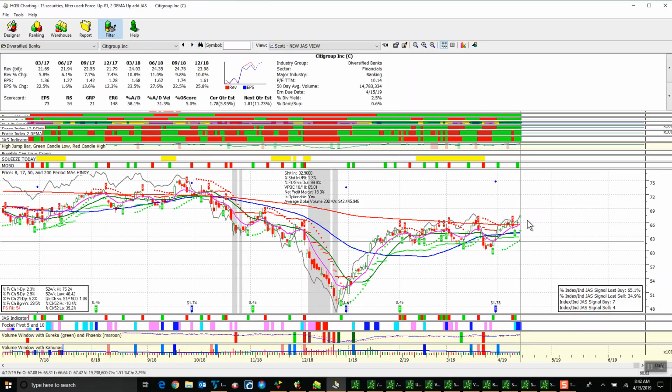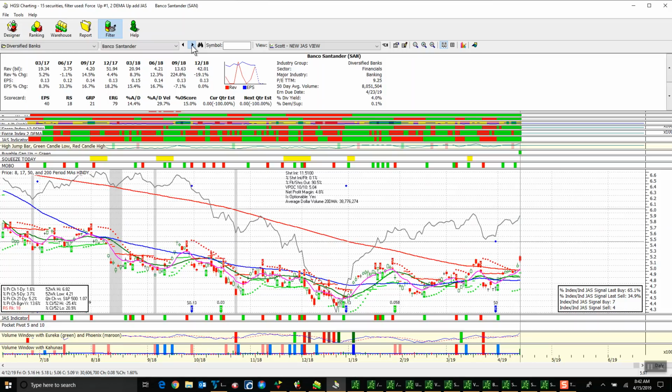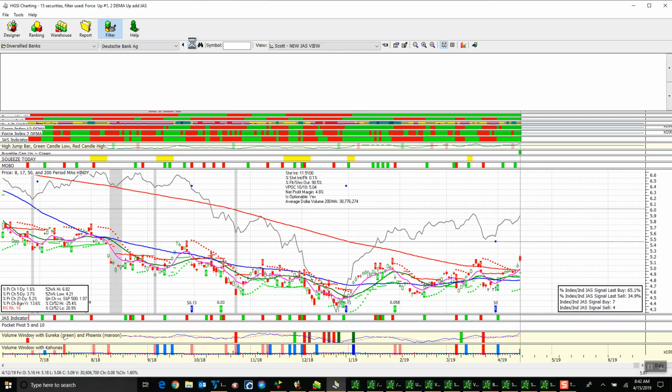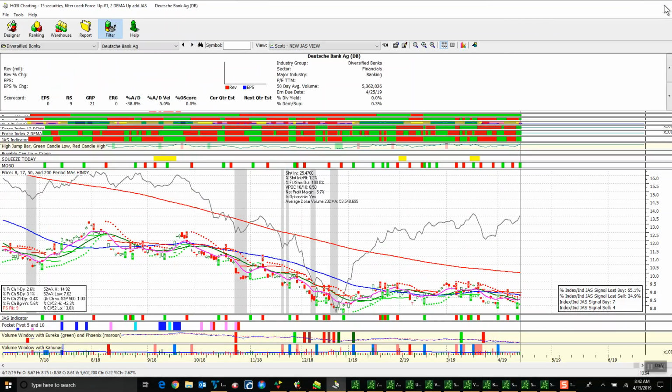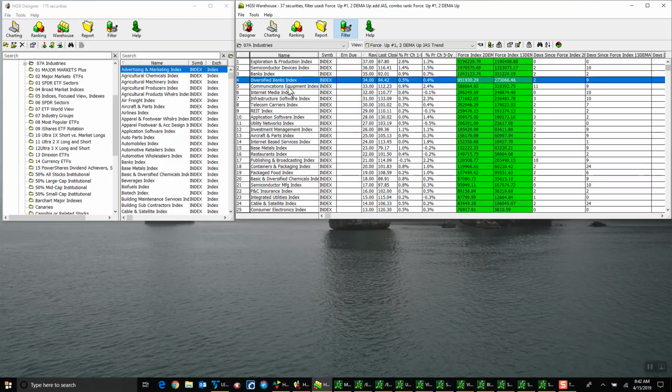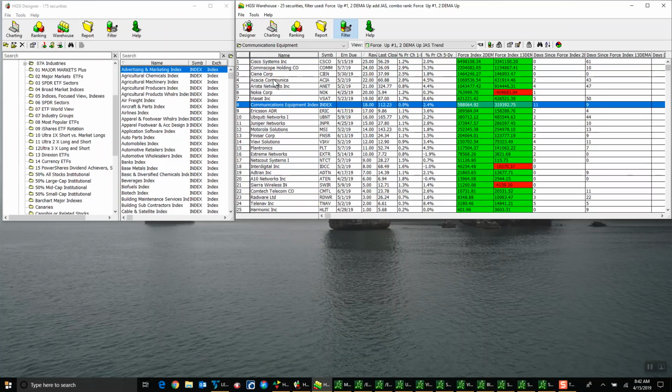And I did like this chart too, Banco Santander, although I didn't like the fact that it closed at the bottom of its range on its gap up. Clearly, Deutsche Bank, no thanks. Clearly there is something going on in both large and small banks. Communication equipment, who would think that Cisco would have a chart like this?